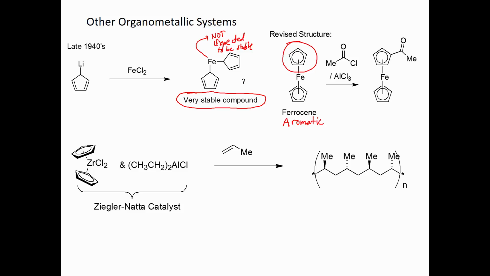Ferrocene, its reactivity very much resembles benzene. So you can do electrophilic aromatic substitution on ferrocene just as you can on benzene. And in fact, in undergraduate labs, ferrocene is actually preferred because it's not volatile and not nearly as toxic as benzene.